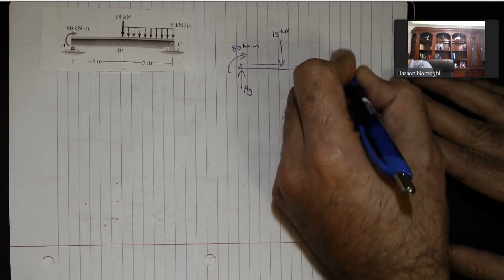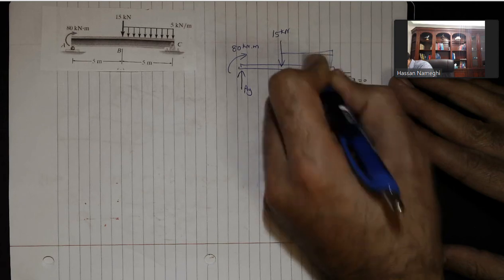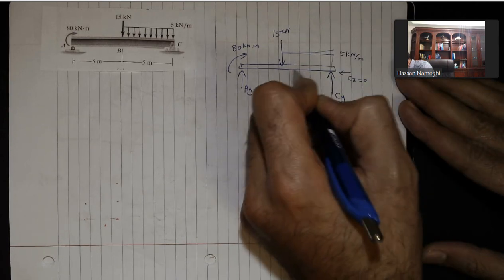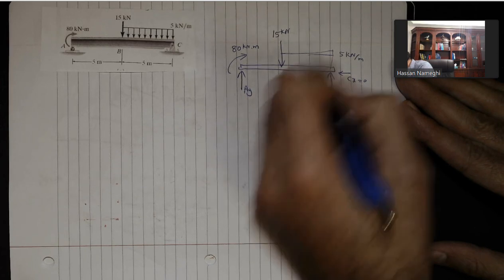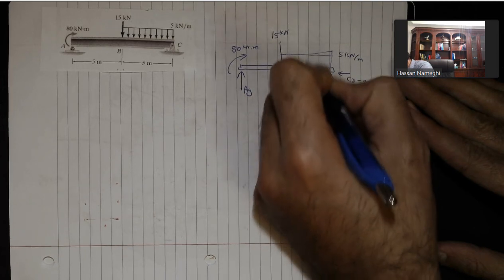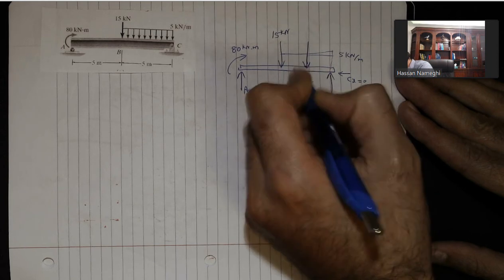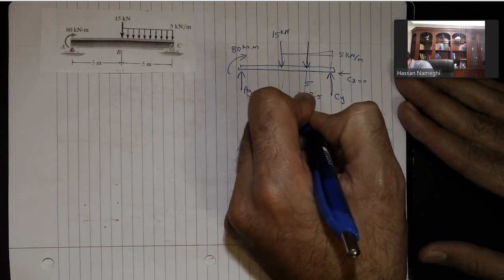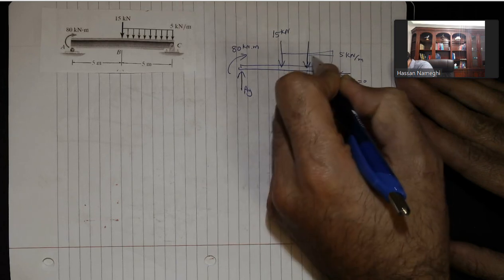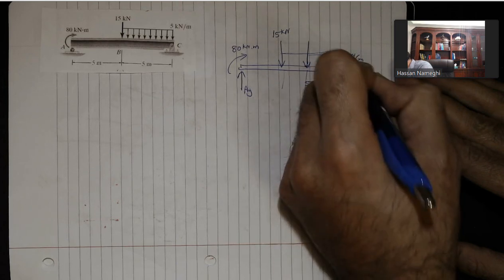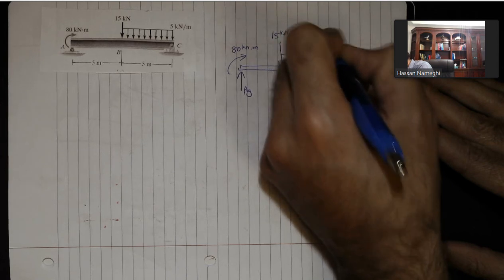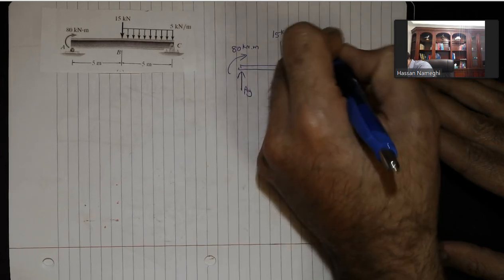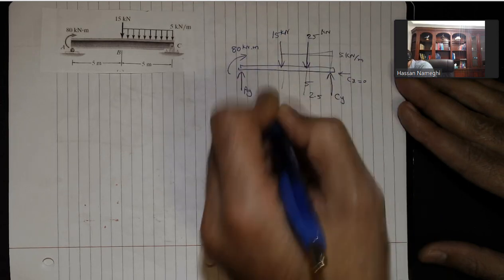A distributed load located here with intensity of 5 kilonewton per meter. And the distance from here to here is 5. So you need to replace this with 1 point force. It's going to be put in the middle, and the middle will be a distance of 2.5 from here. The amount of this is the area under the curve, so 5 times 5 will be 25. Again, look at the units: kilonewton per meter times meter, so the answer is going to be kilonewton.